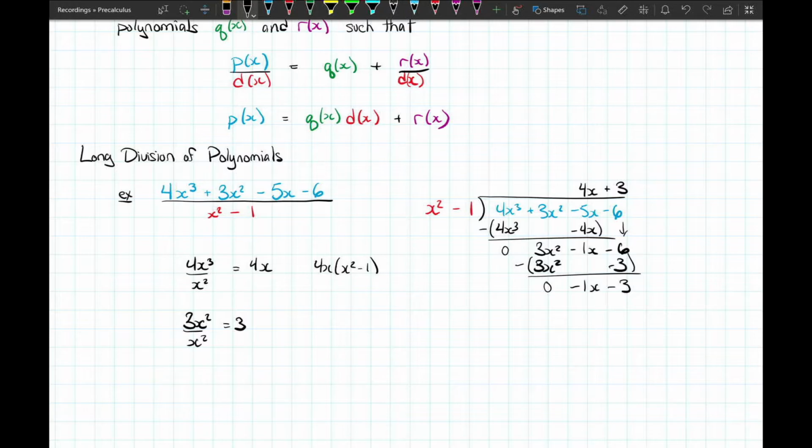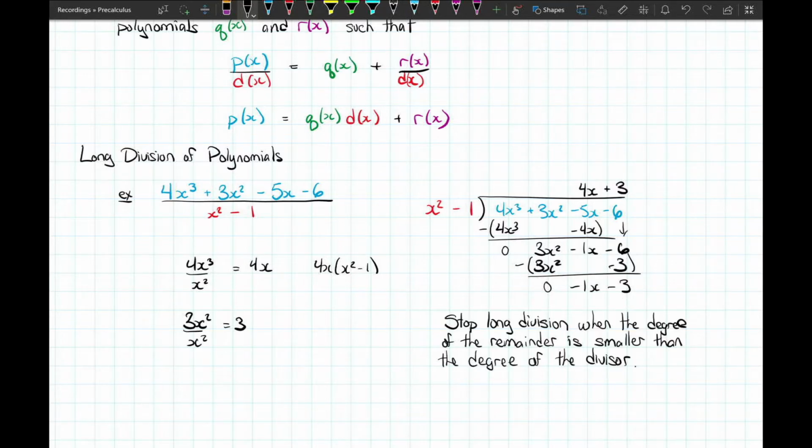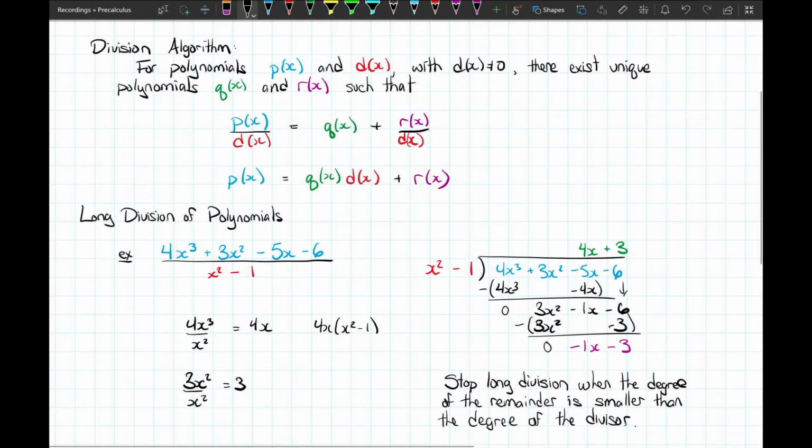And you continue this process until you find out that the remainder has a degree that is smaller than the divisor. Seeing here that the degree of the remainder is 1 and the degree of the divisor is 2, we are done. So that means that the quotient here is 4x plus 3, and the remainder is negative x minus 3. And going back to the division algorithm, that means we can write it in one of these two forms.